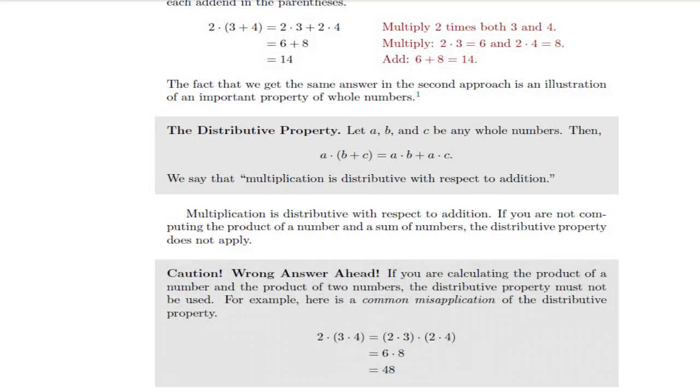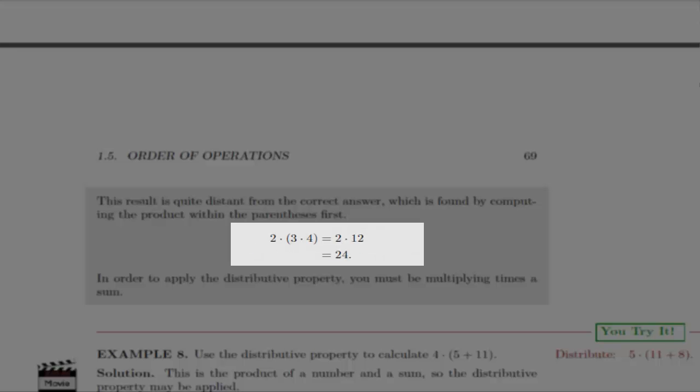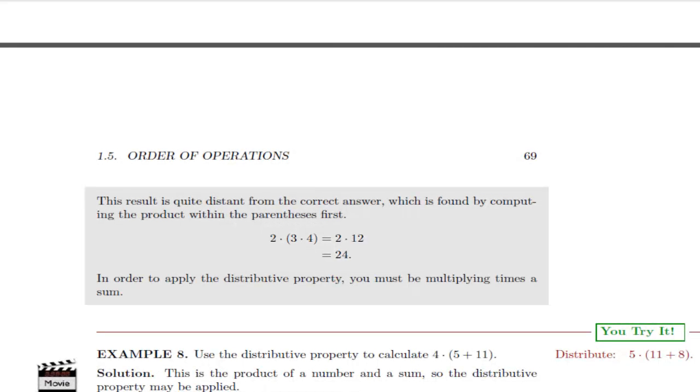If you are not computing the product of a number and a sum of numbers, the distributive property does not apply. Caution! Wrong answer ahead. If you are calculating the product of a number and the product of two numbers, the distributive property must not be used. For example, here is a common misapplication of the distributive property. 2 times (3 times 4) is not equal to (2 times 3) times (2 times 4), which leads to 6 times 8, which leads to 48. This result is quite distant from the correct answer, which is found by computing the product within the parentheses first. 3 times 4 is 12, and 2 times 12 is 24. In order to apply the distributive property, you must be multiplying times a sum.